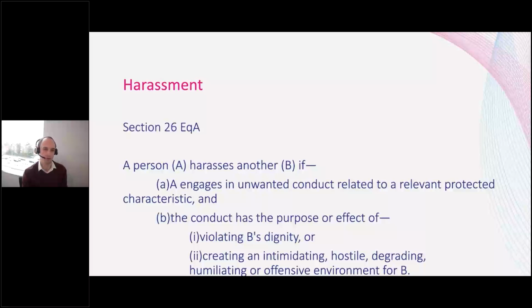The one that always sticks out is the example of a straight man who is subject to homophobic abuse, even though he is not himself gay. He doesn't have the protected characteristic of same-sex sexual orientation attraction, but the language itself is inherently linked to that protected characteristic of sexual orientation. He can bring a claim for harassment on the basis of sexual orientation.